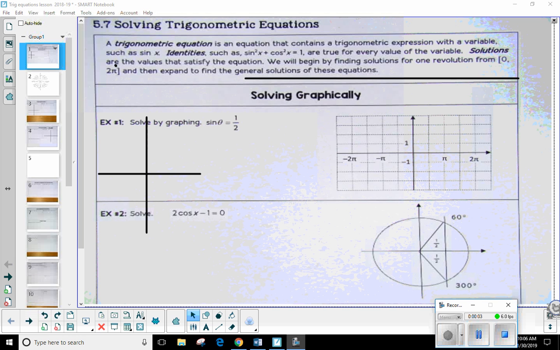Okay, we are moving on today with our next lesson. We're going to talk about how to solve trigonometric equations.